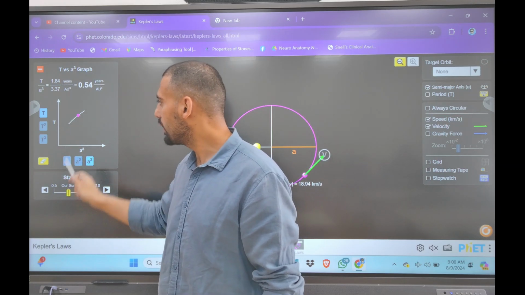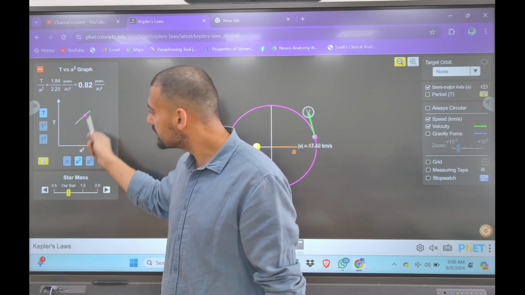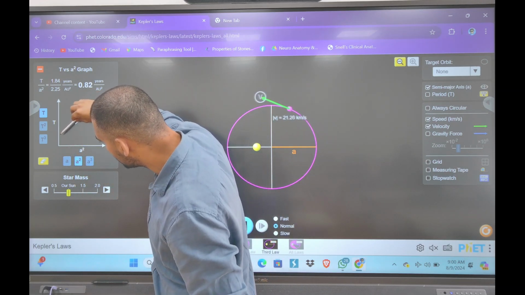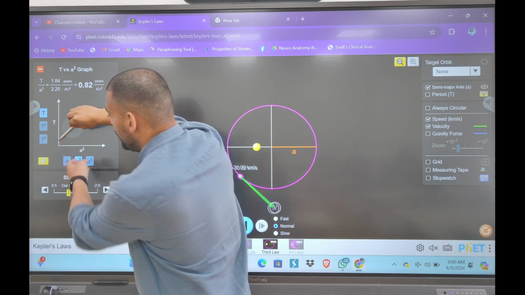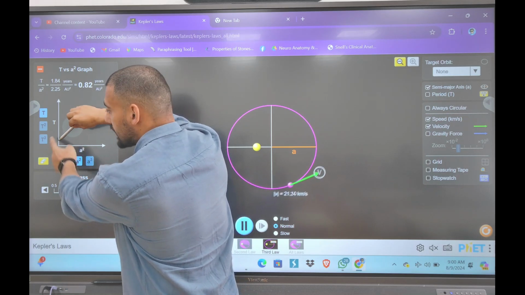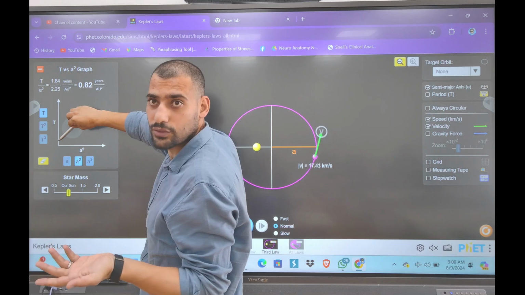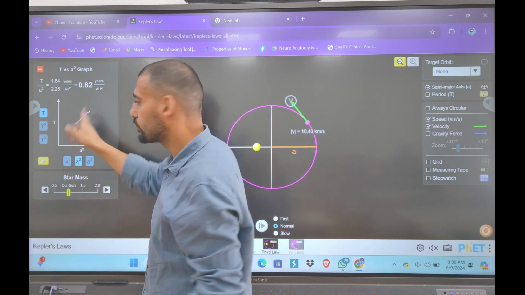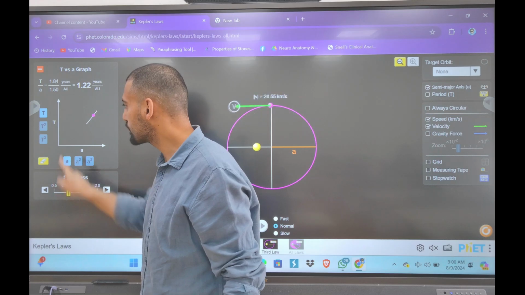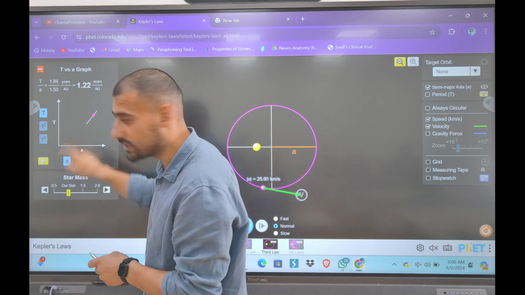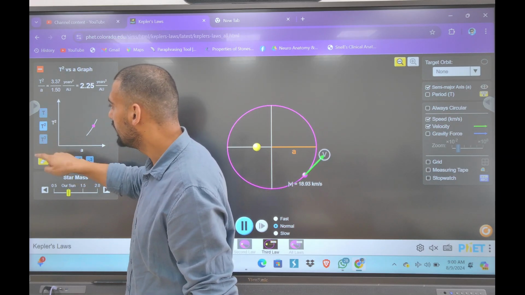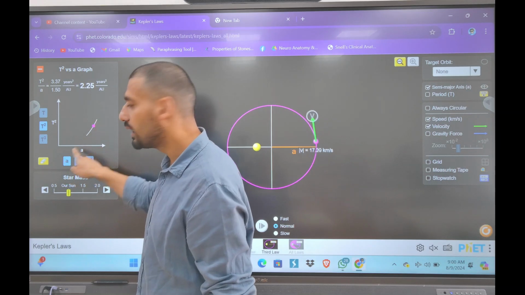T and A square: the graph is again straight, but see, it starts from here. It's not possible that we can have zero distance and there will still be some time period. It's not possible, okay? So this was again not correct. Now the graph was plotted between T and A. The graph isn't straight again. Then he changed the values of T. He plotted T square with A. Again there is a curve.